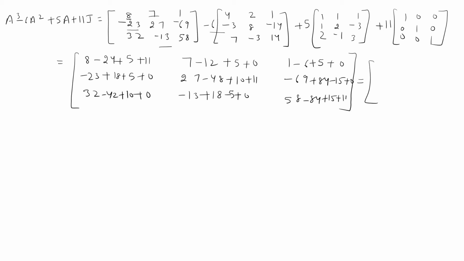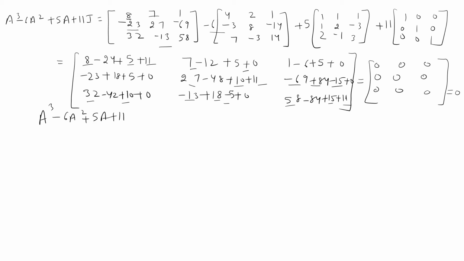Let us see whether we are getting our null matrix or not. 8, 5, 13 plus 11, 24, so minus and plus gives 0. 7 plus 5, 12, 12 minus 12, 0. Again 5 plus 1 is 6 minus 6, 0. Again 18 plus 5, 23, is 0. Then 37, 48, 0. This is 69, 15, 84, 0. 32 plus 42 minus 42 is 0. 13 minus 5, 18, 0. And 11, 15, 84, that is 0. So we get a null matrix. Now we have shown that A cube minus 6A square plus 5A plus 11I equals 0.